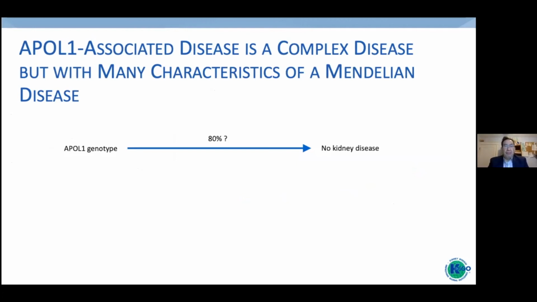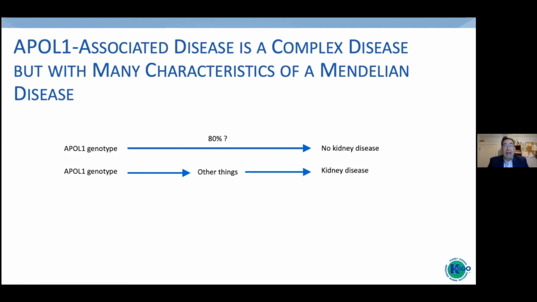So, for example, only about 20% of people with a high-risk APOL1 genotype ever go on to develop overt kidney disease. We think probably 80% of people with one of these high-risk APOL1 genotypes will not develop any kidney disease. So it's by definition complex, right? You need other things together with a high-risk APOL1 genotype to develop kidney disease.